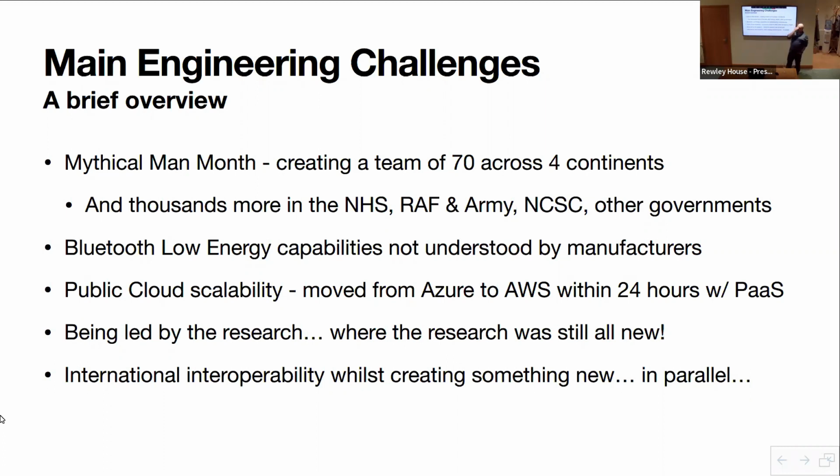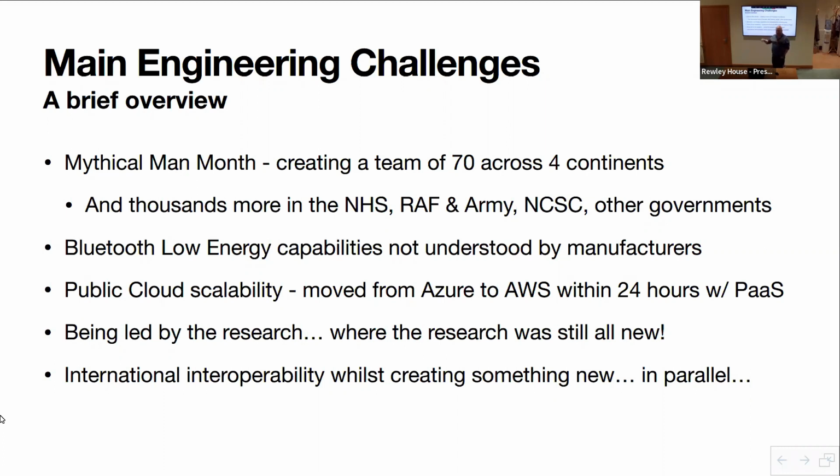Bluetooth Low Energy is the bane of my existence. I have unwittingly become a Bluetooth expert, not because I wanted to, but because I had to. So I'll talk a little bit about that. Public cloud scalability. People think, well, it's a cloud, it just continues to scale. But as it turns out, they've not bought an infinite amount of computers in those data centers. I'll talk to you about that. And then being led by the research. Obviously in agile software development, we try not to build a technology and then force a square peg into a round hole solution.